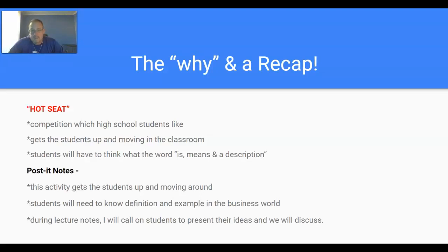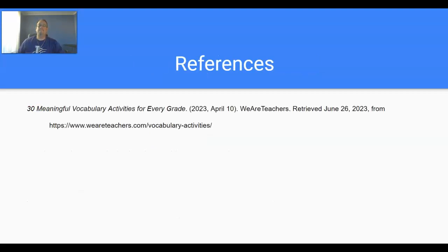Again, they need to know a definition, an example in the business world. And then during lecture notes, we'll talk about those also and try to figure them out and make sure everybody understands and puts into their own words how everything works and things like that.